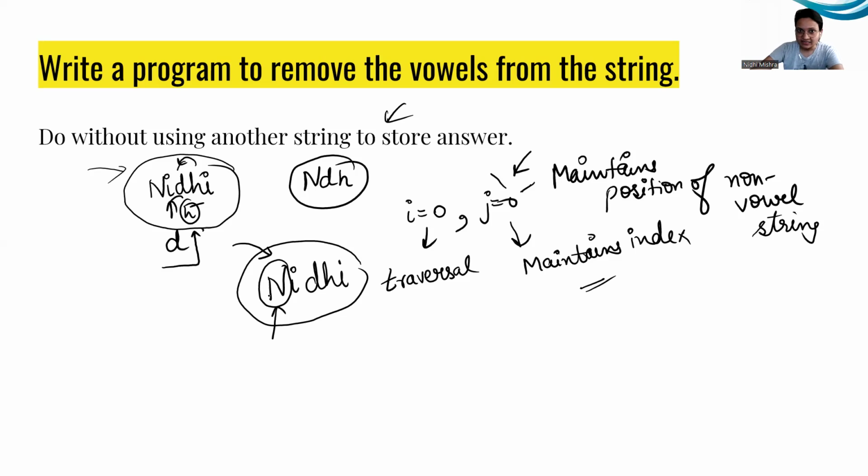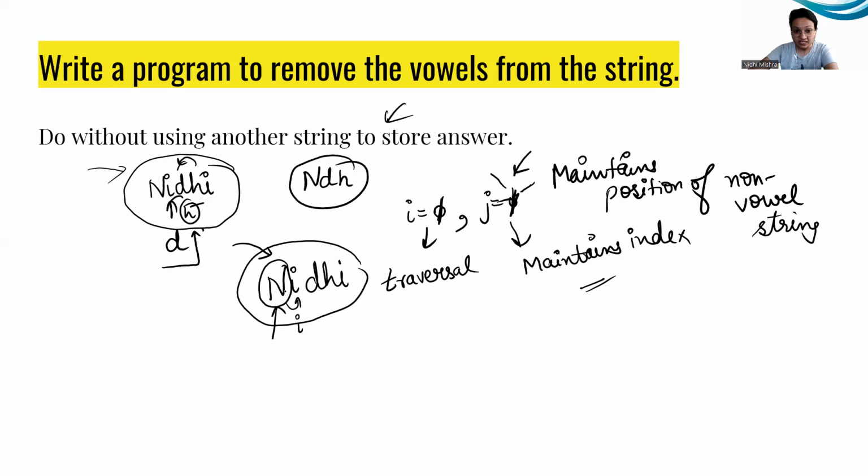Now, this is not a vowel, so I can store it here. Means I can store this at this place only, and I can increment. So it will increment i also, j also. i will be 1, j will be 1. Because j equal to 0 is okay, this position is okay.